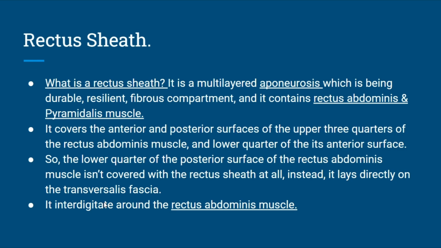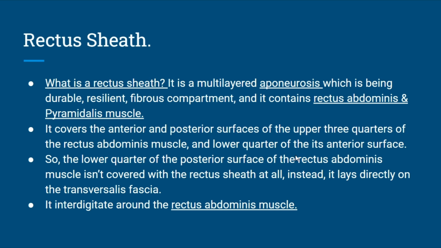So now we're going to look at the rectus sheath. We're going to look at what it is made up of and what the components of it are. So it is a multi-layered aponeurosis, a durable, resilient, fibrous compartment, and it contains the rectus abdominis and pyramidalis muscle. It covers the anterior and posterior surface of the upper three quarters of the rectus abdominis muscle. So the upper three quarters out of four, it will cover the rectus abdominis muscle from both the anterior aspect and the posterior aspect, and the lower quarter of its anterior surface.